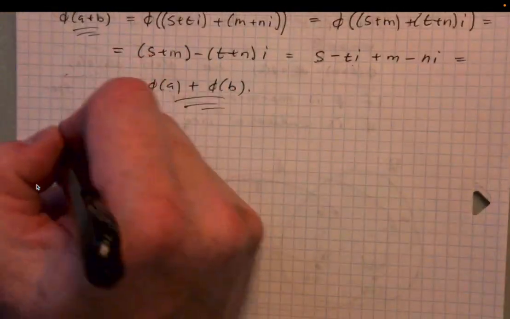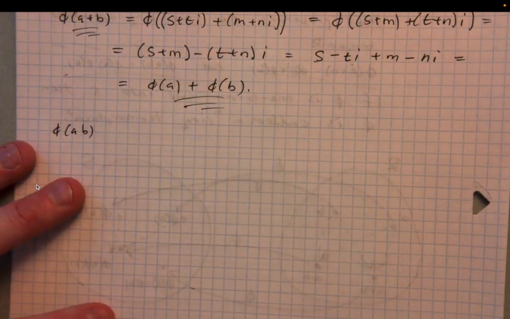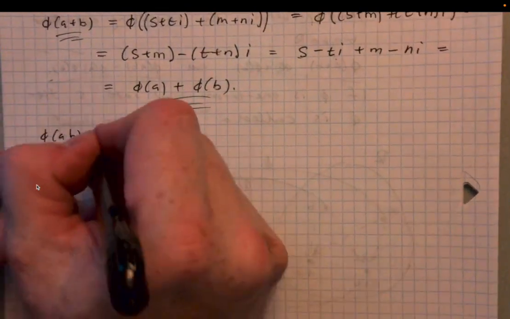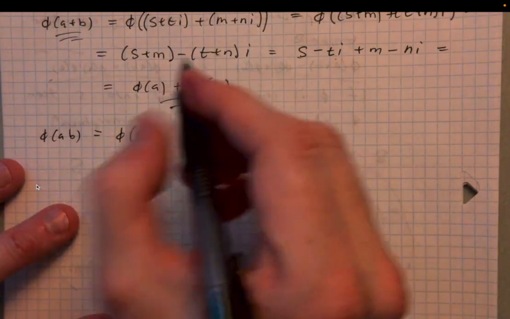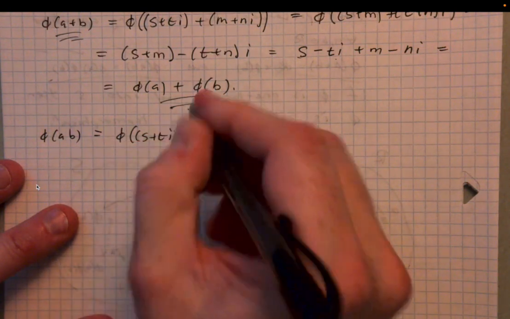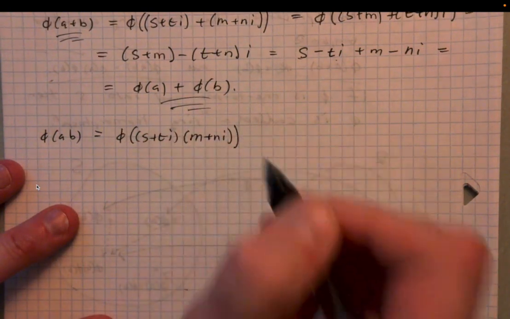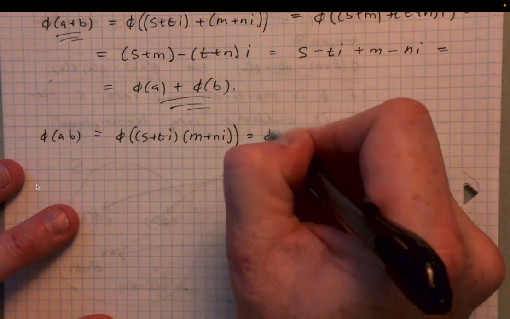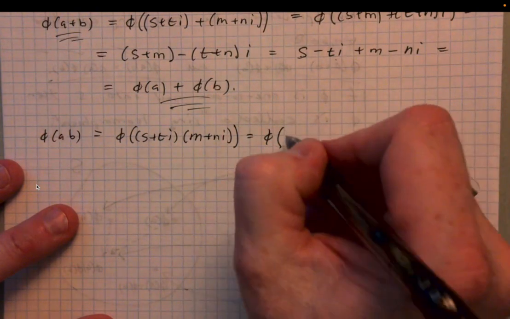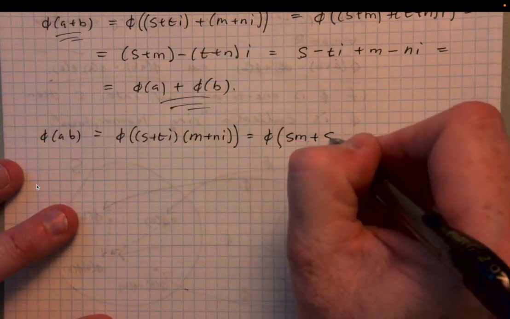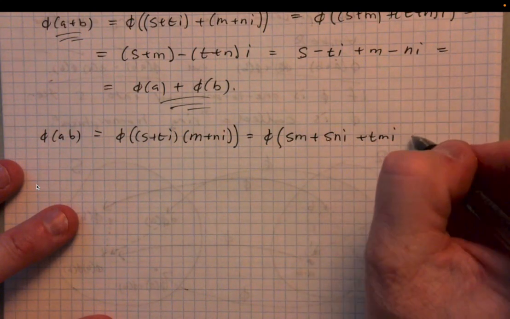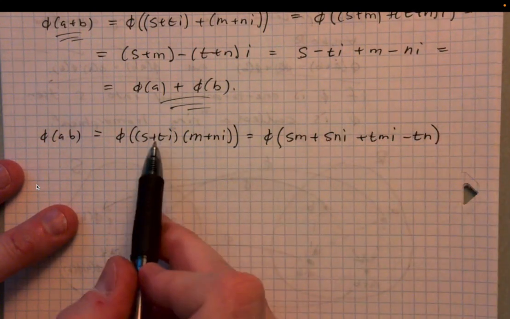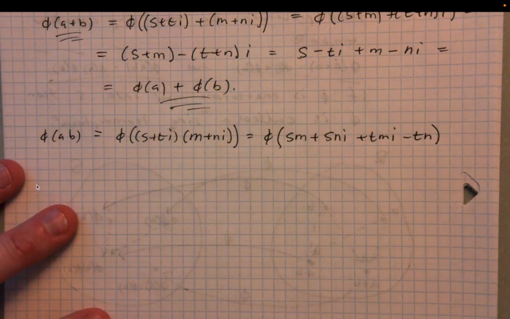And what about with multiplication? We'll do something similar, phi of ab. And so this one is going to require a little bit more work, but nothing we can't handle, right? So a is S plus Ti, and b is M plus Ni. Okay, and so let's go ahead and multiply this out. And we get SM plus SNi plus TMi minus TN, right? So be careful, T times N times i squared would be minus TN, right? So just keep that in mind here.